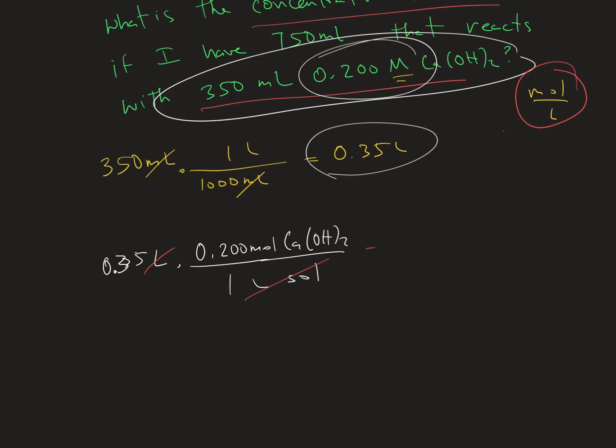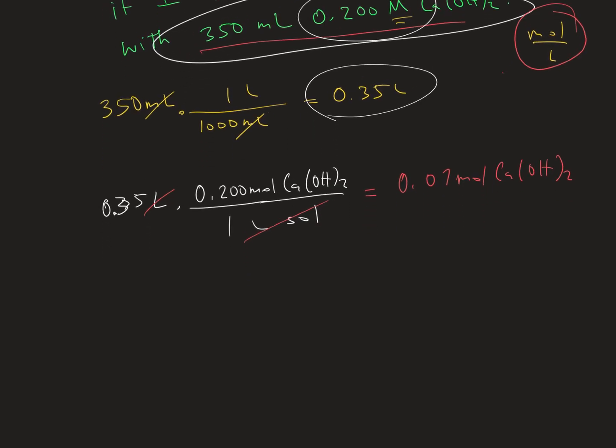And we can find an answer here. If you want to do one step at a time until you get there, that's okay too. Anybody want to do that? Okay. I have mixed feedback, so I normally just do one step at a time. So 0.35 times 0.2 is 0.07 moles of calcium hydroxide. Y'all with me so far?